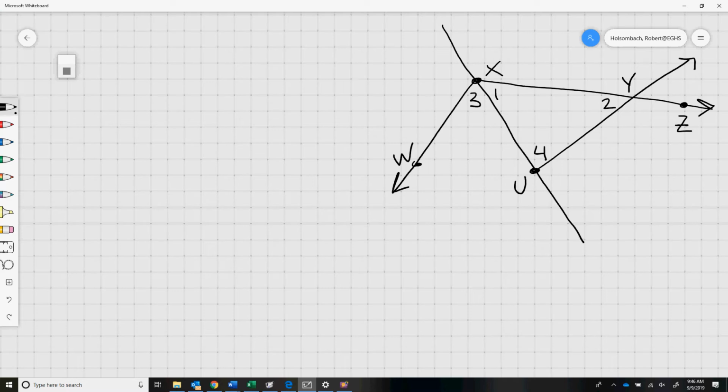Alright, so the first question here. If I'm going too fast, let me know. Alright, they ask you to name the vertex of angle 4. Any volunteers for the vertex of angle 4? Angle 4 is sitting right here, isn't it? Yes, ma'am. U. U is the vertex of angle 4. Very good. So U.